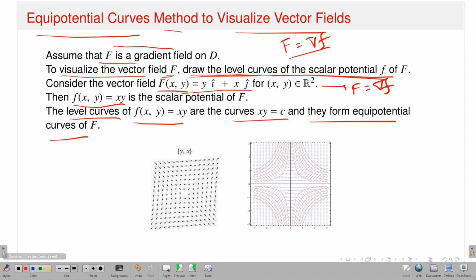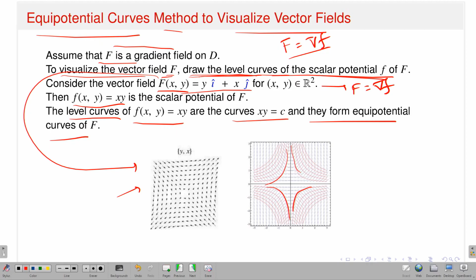Now if I draw it, for example, in terms of arrows you can have the visualization of my vector field, this capital F. And what is the corresponding equipotential curve? So this is xy equals c, that means it's a rectangular hyperbola. So this is the one, right? This is the one, depends on c.